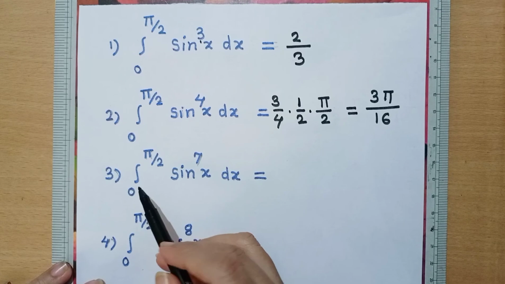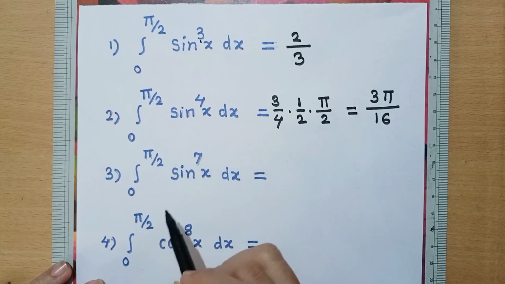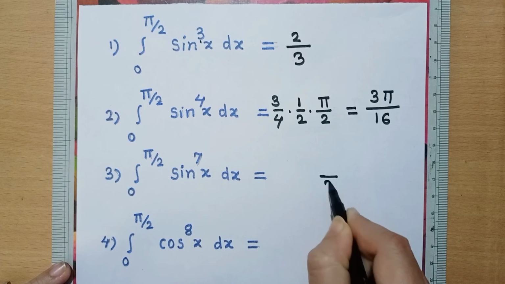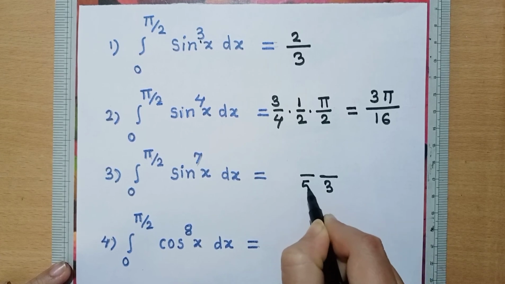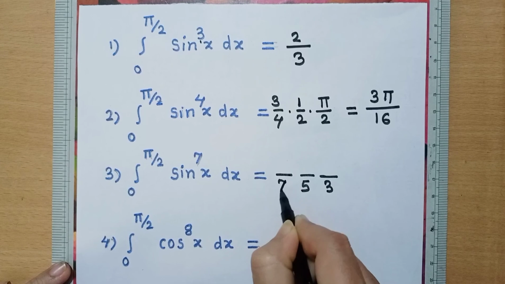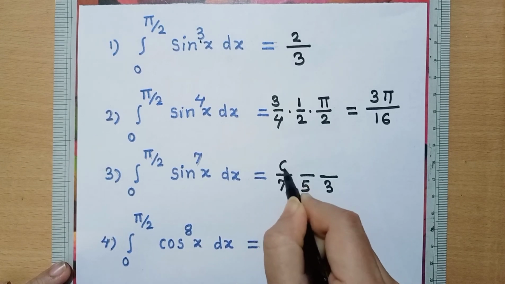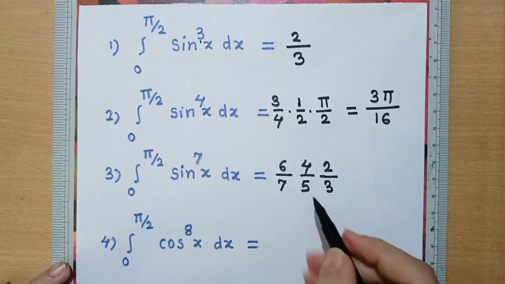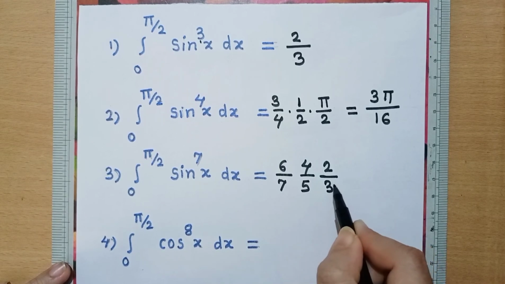And now the third example. This is also in standard form, sine of x raised to 7. Now this is an odd number, so we will write first here downside 3, then the next odd number is 5, the next odd number is 7. One number less means here 6, here 4, here 2. This is the answer, but we will keep this in simplest form.